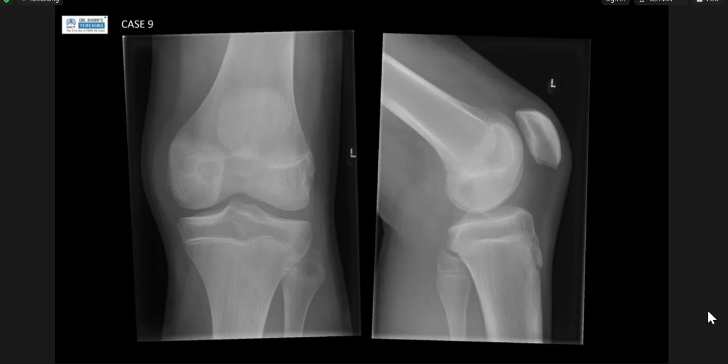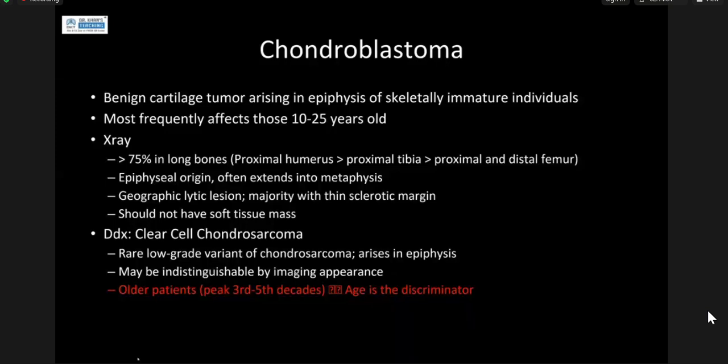Good. And any other differentials that you know of for lucent lesions that occur in the epiphysis that you would include in your differential? Another differential for a lucent lesion in the epiphysis could be what's called chondroblastoma for this region in the immature skeleton. Excellent. Well done. Nice description and really good, sensible differential there. So this is a chondroblastoma.